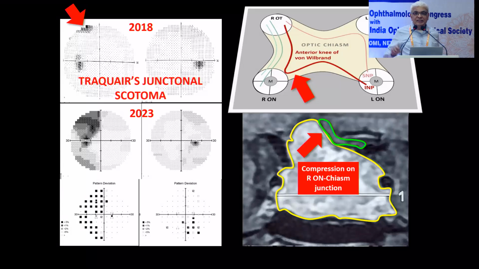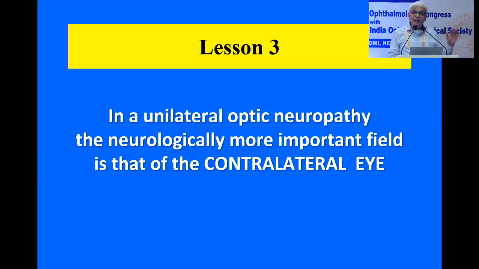Okay, so this is the classic traquair junctional scotoma. Okay, so in a unilateral optic neuropathy, the neurologically more important field is the field of the contralateral eye. If you have an optic nerve defect in one eye, you're going to get a central scotoma, generalized depression, whatever. You know you're going to get a field defect.